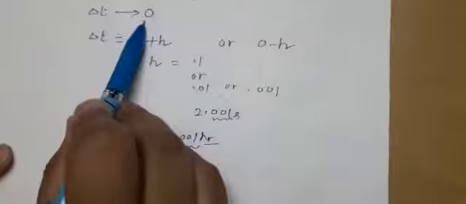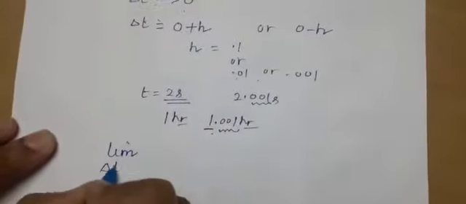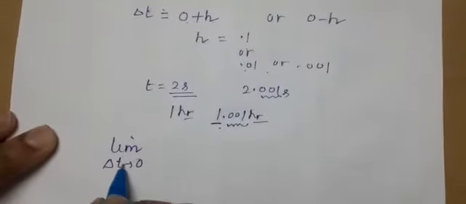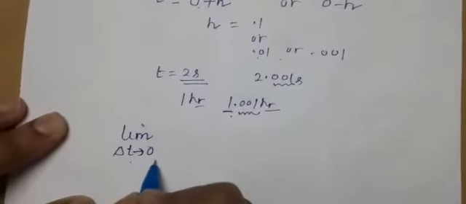This tending to 0 means we are using this limit, the limit del t tending to 0. Why? Because the limit is imposed over the time gap.